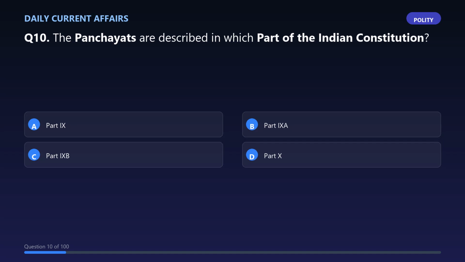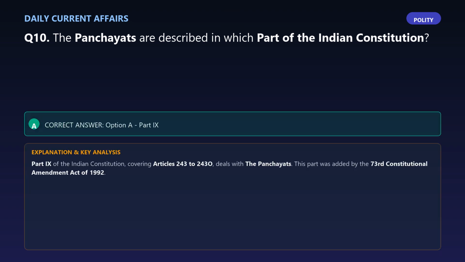Question 10. The panchayats are described in which part of the Indian Constitution? The correct answer is option A, Part 9. Explanation: Part 9 of the Indian Constitution, covering Articles 243 to 243O, deals with the panchayats. This part was added by the 73rd Constitutional Amendment Act of 1992.